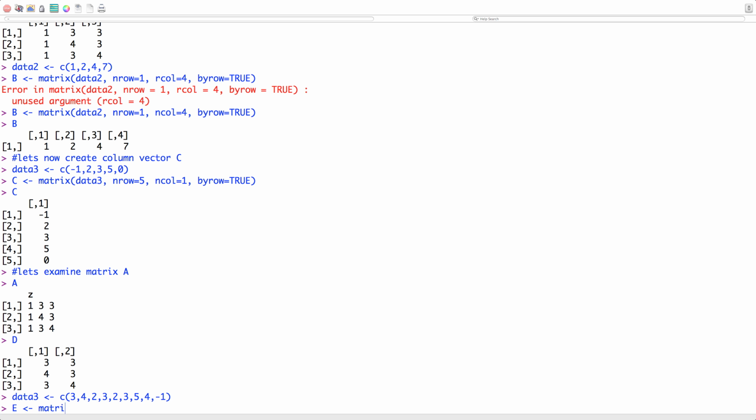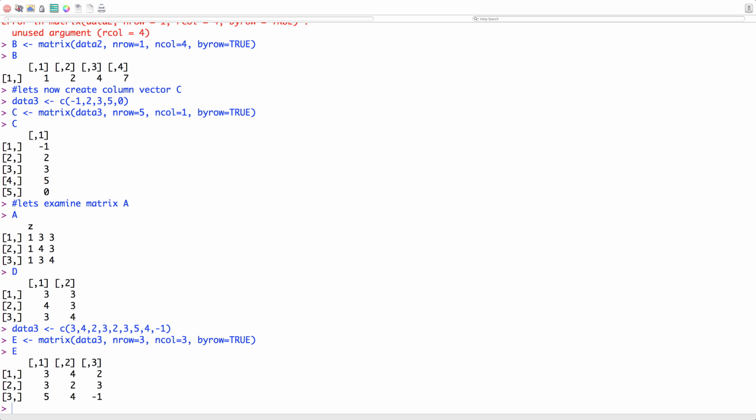And so guys, I'm gonna use matrix data 3. I want the number of rows to be equal to 3, and the number of columns to be equal to 3, and byrow equal to TRUE. All right, guys, so what you see there is I have a 3x3 matrix here.